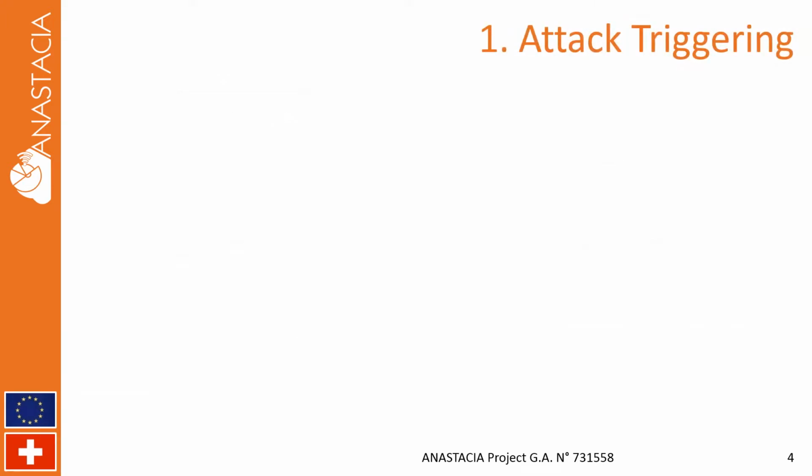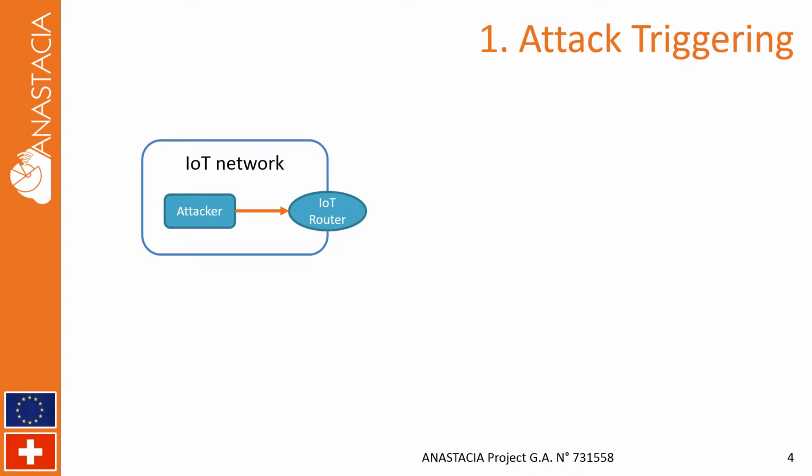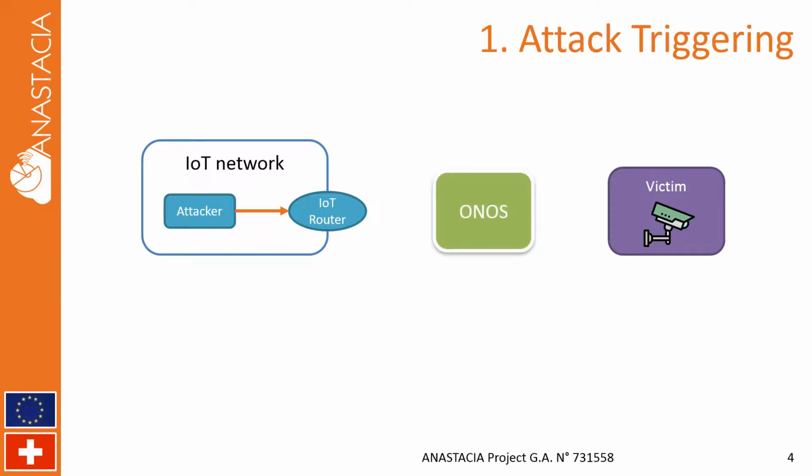In the attack triggering phase, we will have an emulated IoT network that contains an attacker and an IoT router. On the other side, we will have a victim that will be representing an emulated smart IoT camera. These two components will communicate in between using an SDN controller, and in this case, ONOS.